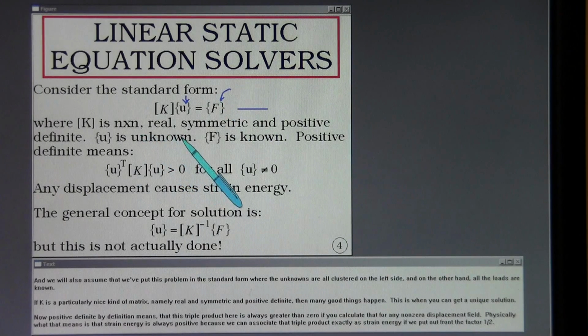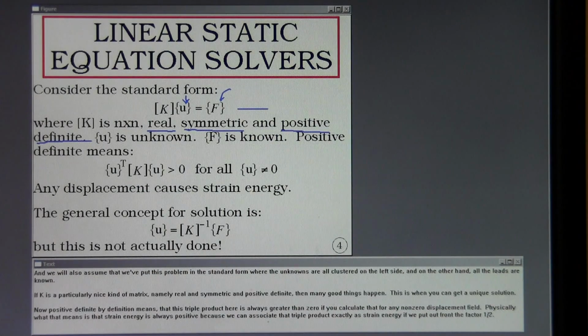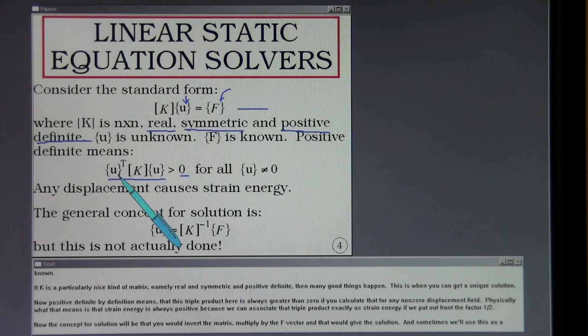If K is a particularly nice kind of matrix, namely real and symmetric and positive definite, then many good things happen. This is when you can get a unique solution. Now, positive definite by definition means that this triple product here is always greater than 0 if you calculate that for any non-zero displacement field. Physically, what that means is that strain energy is always positive, because we can associate that triple product exactly as strain energy if we put out front the factor 1/2.